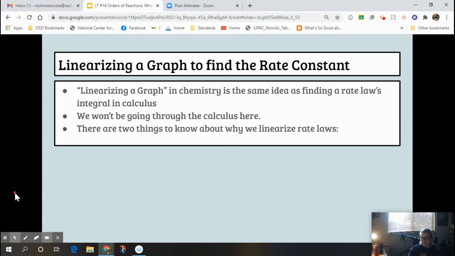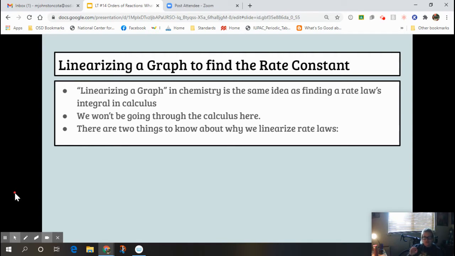Now, again, there could be another way of doing this that you learned in calculus, or another intuitive way where you can just look at the data to do this. If you want to use that method to figure out the order of the reaction, be my guest. This is the way that IB recommends for students who are not in calculus. So instead of calling it finding the integral, we're going to call it linearizing a graph.